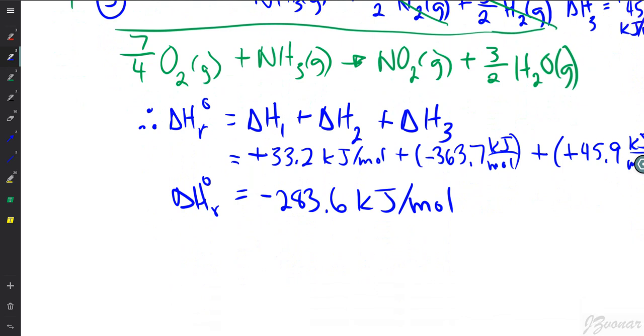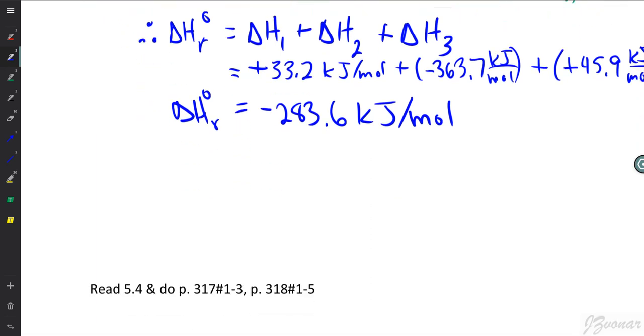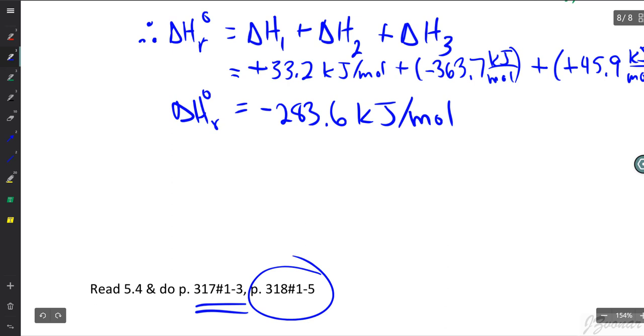All right, so this process does definitely need practice. I highly encourage you to read section 5.4 and then try these particular questions. The minimum that you should complete is on page 317, numbers 1 to 3. If you wish to do some extra practice, you can continue to do the questions. So these can be for extra, but these are the ones that I'd like you to complete as a minimum. All right, good luck, and we'll see you in the next lesson.